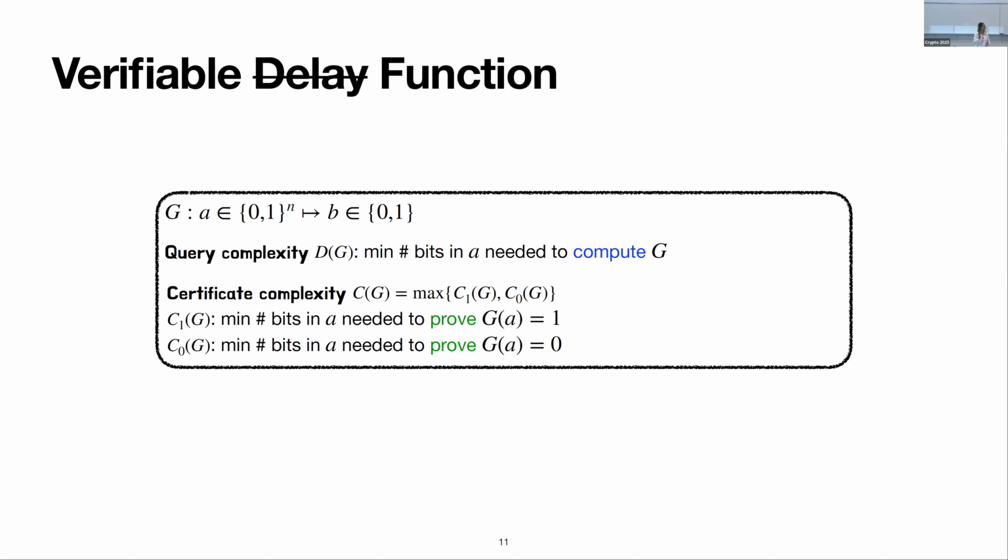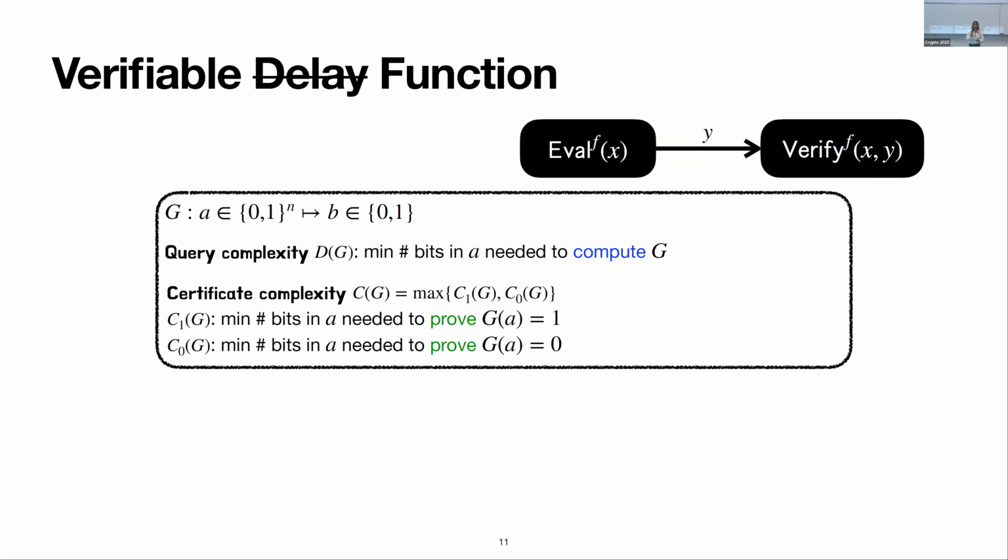Now I claim that using this framework, we can rule out the delay requirement in VDF, meaning that for any construction you give me, there is no way that we can satisfy the delay requirement. So why is that? Recall that this is the framework of VDF. Here, for simplicity, I omit the proof string sent by eval, but we can add it. We added it in the actual paper.